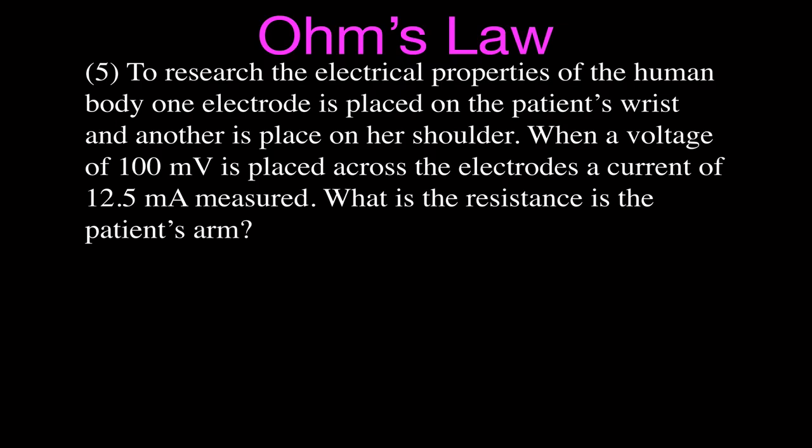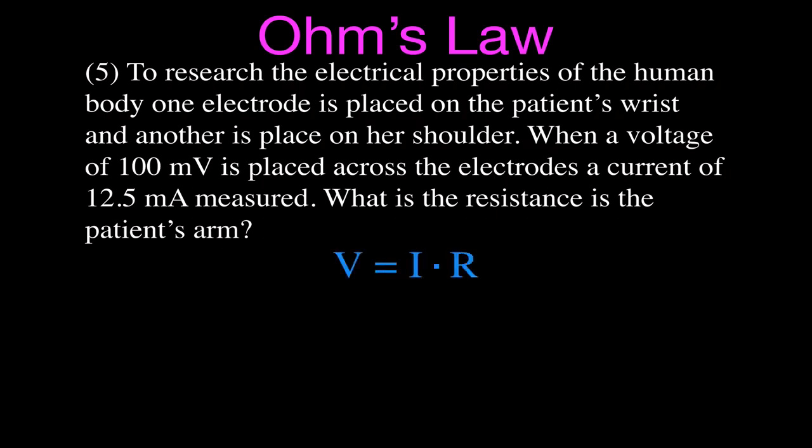All right. Now, for this one we're going to do a little bit of research on the human body and the resistance and the current for the human body. We have to research the electrical properties of the human body. One electrode is placed on the patient's wrist. So you place an electrode on your wrist, tape it on there, and another one on your shoulder, and you have your arm as kind of like a wire. Okay, and we're going to put across those 2 electrodes 100 millivolts. And when we measure that, we get 12.5 milliamps. And we want to know what is the resistance.